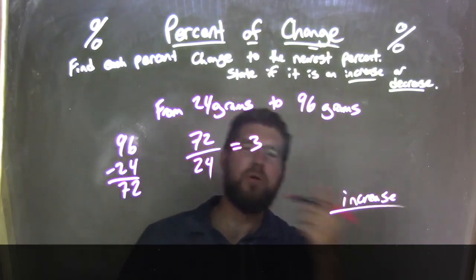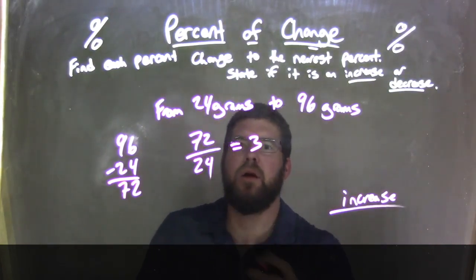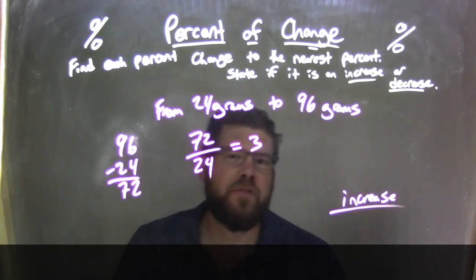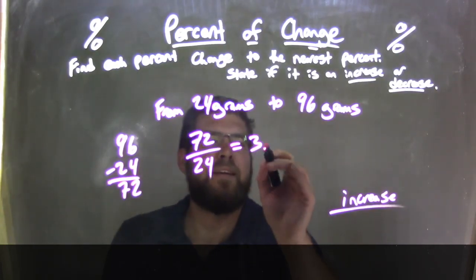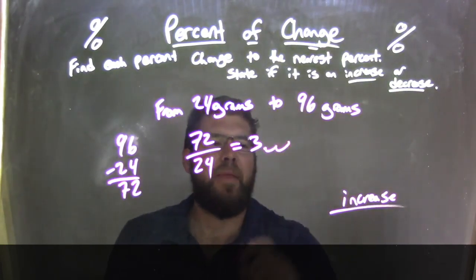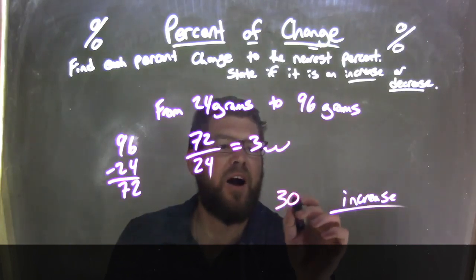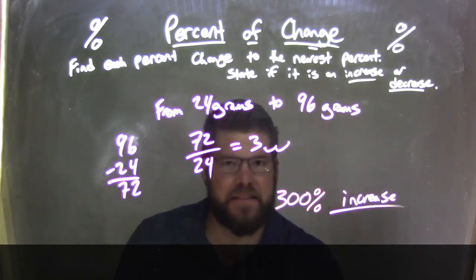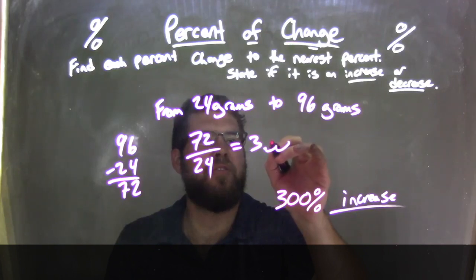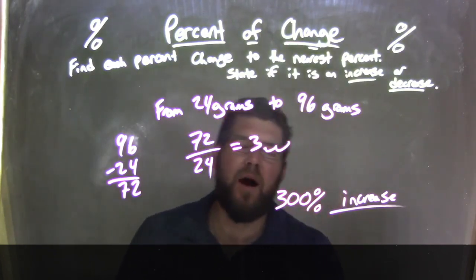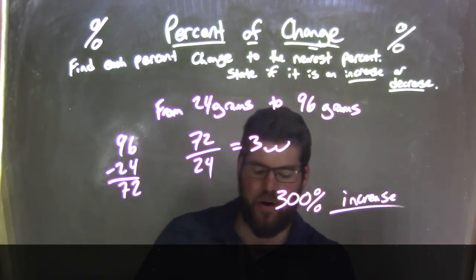We get a 3. Don't let that confuse you. A lot of students will see that and think it needs to be a decimal or something. No, 3. Still move that decimal 2 units. And this is actually 300%. Little zeros get put in there. 300% increase, and that is our final answer.